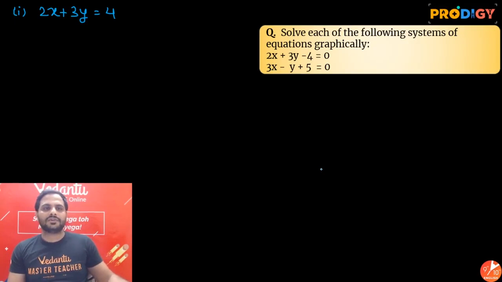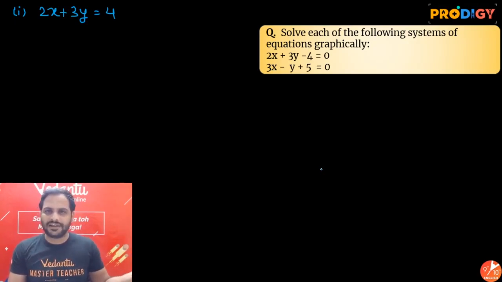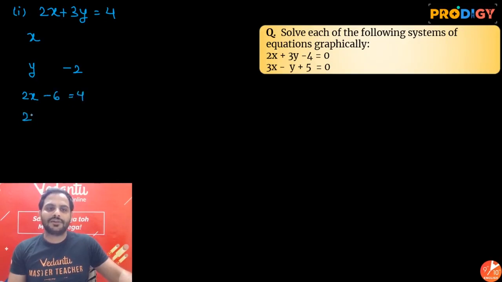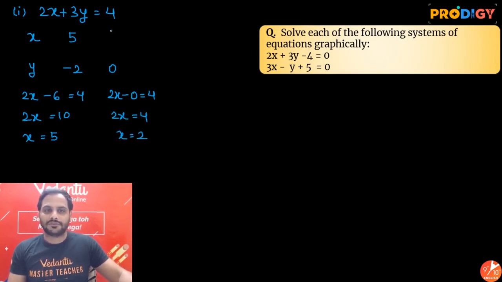So we can start with putting the values of y. Let's put x and y over here. Let's say put y equal to -2. If I put y equal to -2, it will be 2x, 3 into -2 is -6, is equal to 4. So 2x is equal to 10, x is equal to 5. Then we can put y equal to 0. So it will be 2x minus 3 into 0, which is 0, equal to 4. So I can say 2x is equal to 4. That means x is equal to 2.